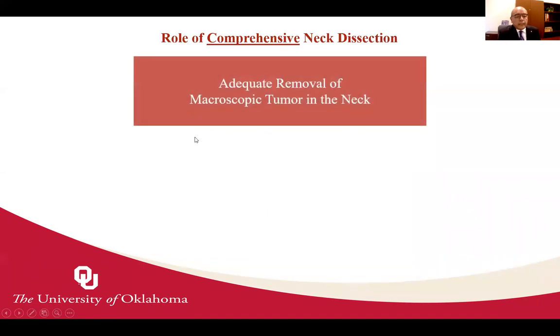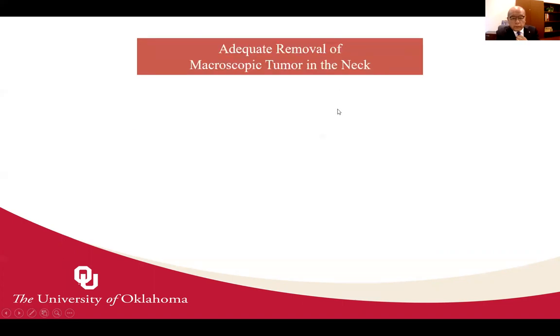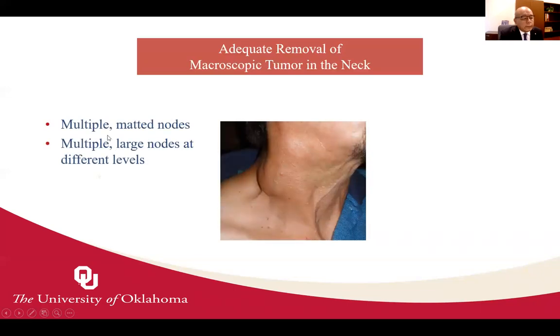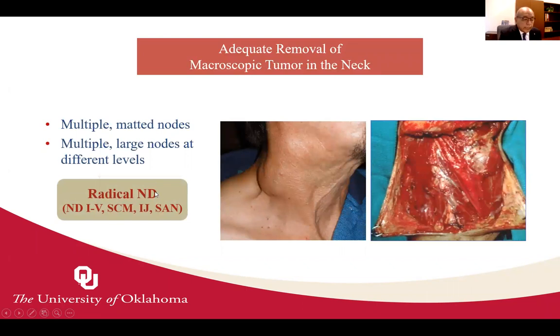Let's talk now about comprehensive neck dissections. The role of a comprehensive neck dissection is very simple: to adequately remove all macroscopic tumor in the neck. When there are multiple matted nodes or multiple large nodes at different levels, as in this patient, then adequate removal of the disease requires a radical neck dissection, or a neck dissection levels 1 through 5, with removal of the sternocleidomastoid, the internal jugular, and the spinal accessory nerve.